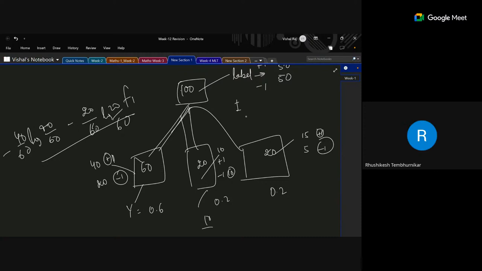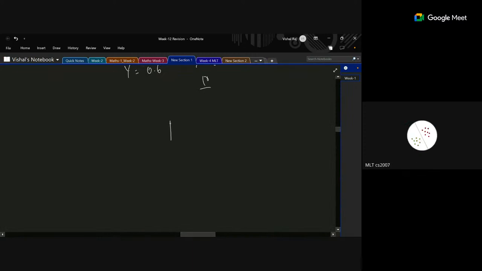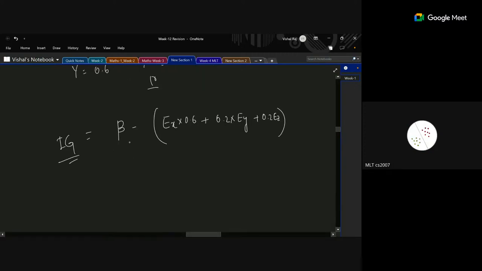So for the information gain, in this case, we have to multiply the entropy of 60 by 0.6, entropy of 20 by 0.2, entropy of 20 by 0.2. And let's say you have the entropy for the parent as some random number, beta. So how will you calculate it? For the first case, you calculated EX times 0.6. 0.6 was the gamma, right? And then 0.2 times EY, then 0.2 times EZ. And beta is the exact value of the parent entropy.